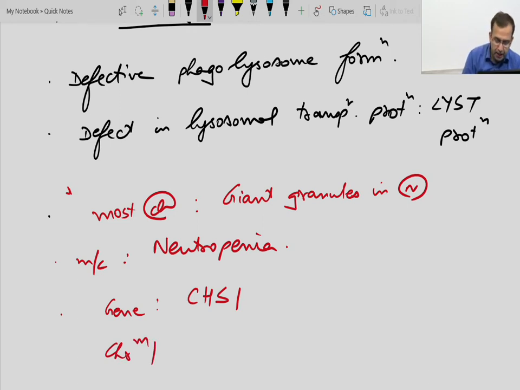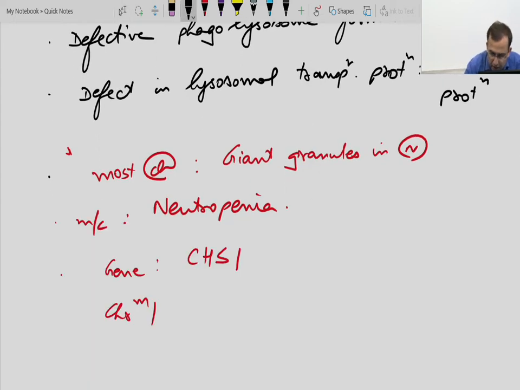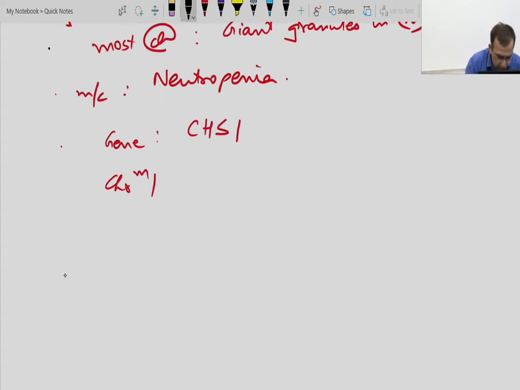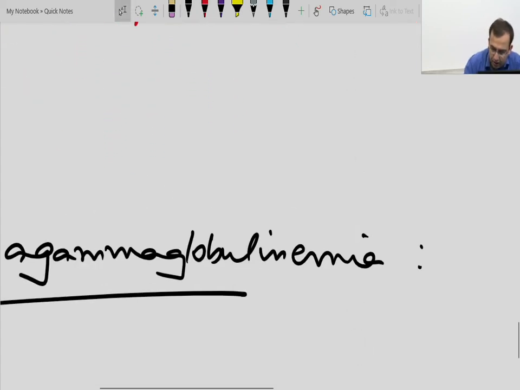This is Chediak-Higashi. This gets us to our answer, that is Bruton's agammaglobulinemia. First point, Bruton's agammaglobulinemia. This is a congenital immunodeficiency.